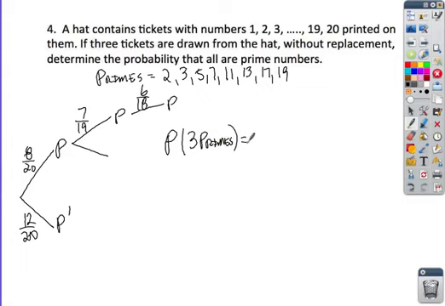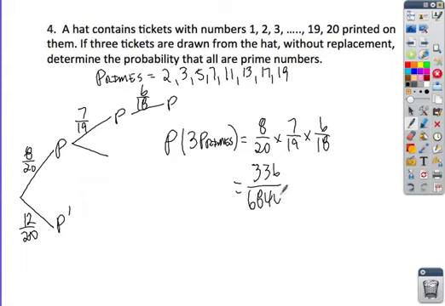So now, to calculate the probability of 3 primes, you simply multiply along the branch with the tree diagram. This is your general rule for your tree diagrams. You're allowed to multiply along the branches, and you can combine outcomes at the end by adding. So this would be 8 over 20 times 7 over 19 times 6 over 18, which would give a probability of 336 over 6840. Just make sure you can do that now. You can convert that to a decimal if you need to.